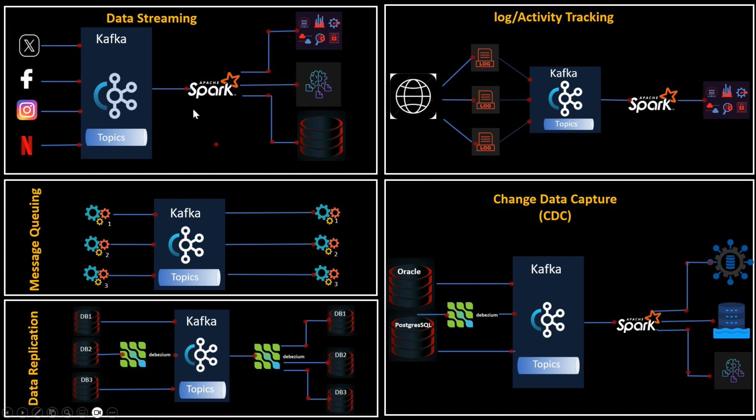On the other hand, in log activity tracking, companies leverage Kafka to gather and centralize logs and events generated by web servers, applications, and microservices for monitoring, troubleshooting, and performance optimization. For instance, LinkedIn employs Kafka for monitoring user interaction, system metrics, and application logs.